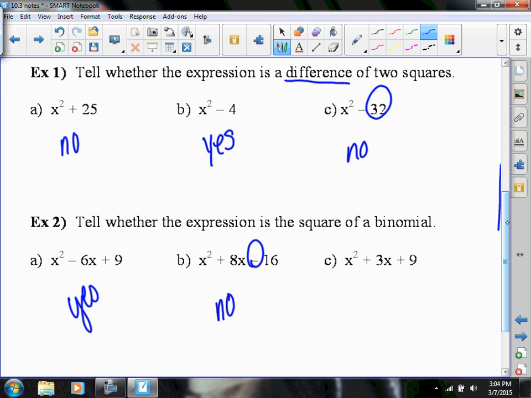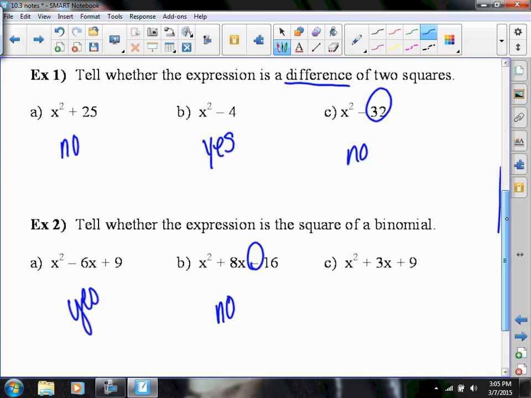Now part C has a plus plus. That's okay. I can have two additions. So you have x squared, and I have 9. Okay, those are both perfect squares. Now the square root of 9 is 3, and 3 times 2 is 6. So I should have 6 here for my middle term, and I don't. I have 3. So no, that one doesn't follow the pattern where we need to have double that term that would have been in parentheses.